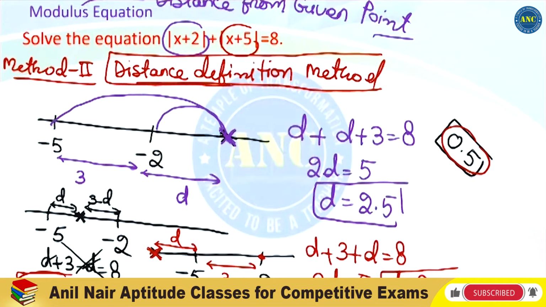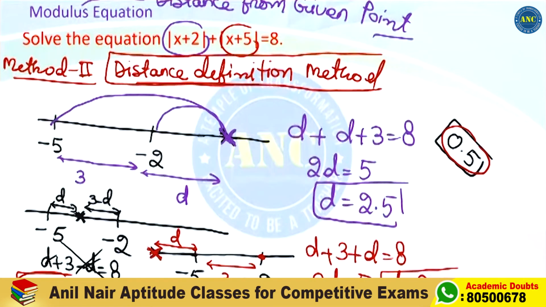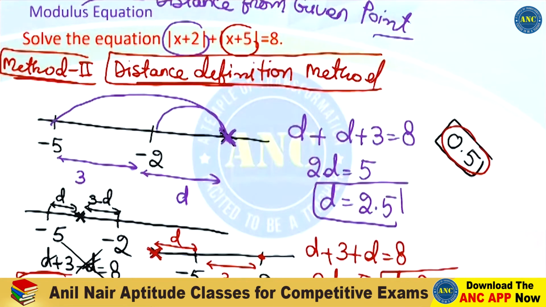It is not like you read a line and you forget it. You need to know when to use these concepts, especially if the modulus functions have a minus sign in between them. Distance method is a very, very interesting method. Method 1 is a piecewise definition method. Method 2 is a distance definition method.